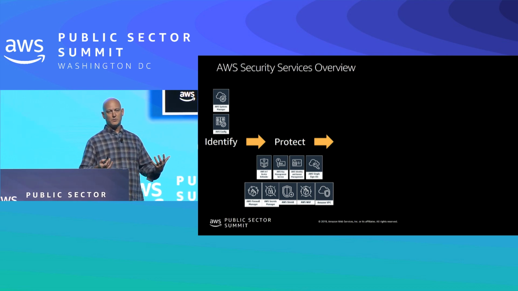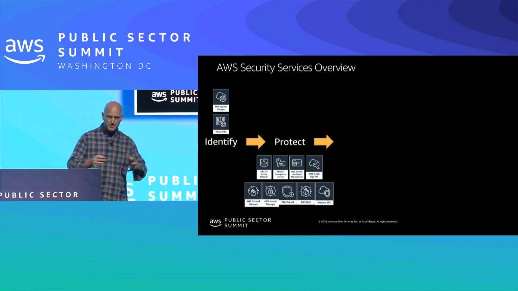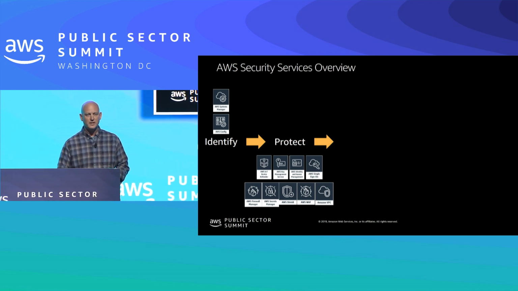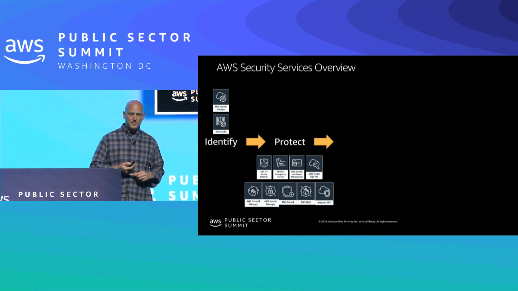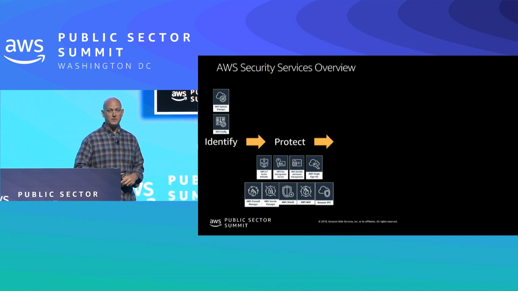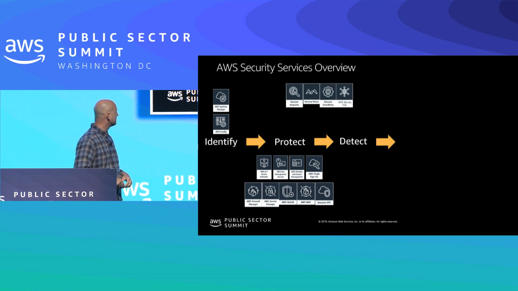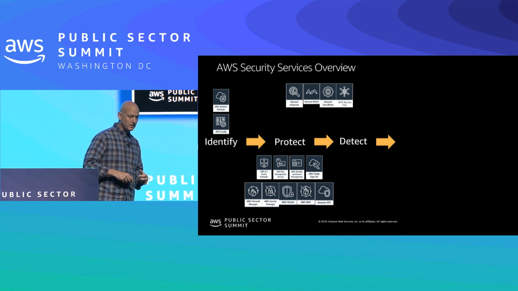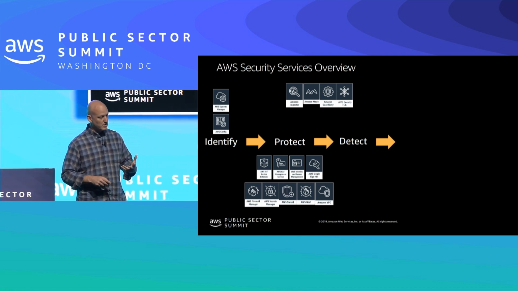I'm not going to go through every single one of them, but from firewalls to VPCs to do the isolation, there's a lot of capabilities that AWS provides in the protection realm for the cybersecurity framework. For detection, there's a number of capabilities as well.